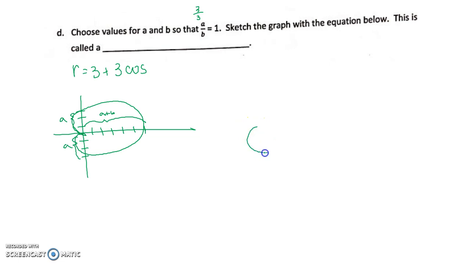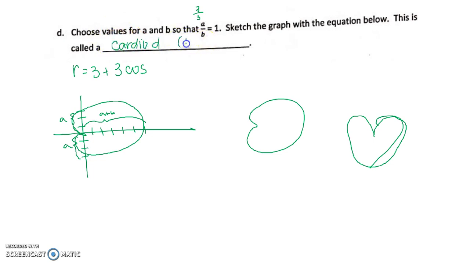Let's see if I can't draw a better one over here without the graph. A little bit like that. It kind of looks like a butt, especially if you turn it sideways. Or if you turned it vertically sideways, not quite as pointy as that, it almost looks like a heart. So it is called a cardioid because it's heart-shaped.